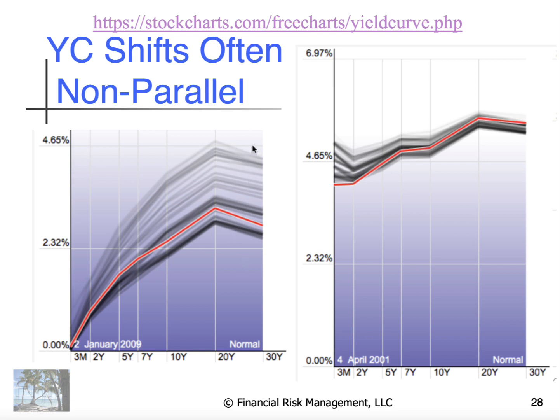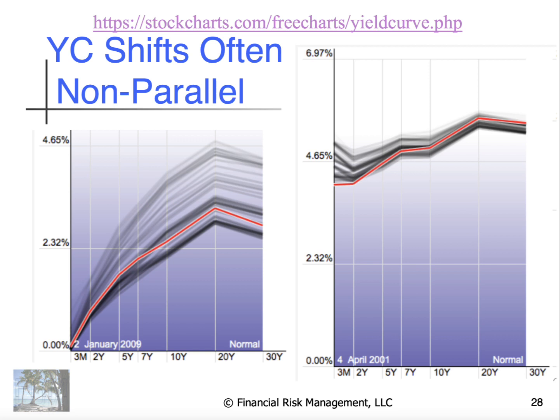Notice here that the long end of the curve was more volatile and steepening, or actually was coming back down, I suspect. And here you have the short end more volatile. And so it's been my experience that parallel shifts is just not rich enough to capture the risk that I'm trying to manage.